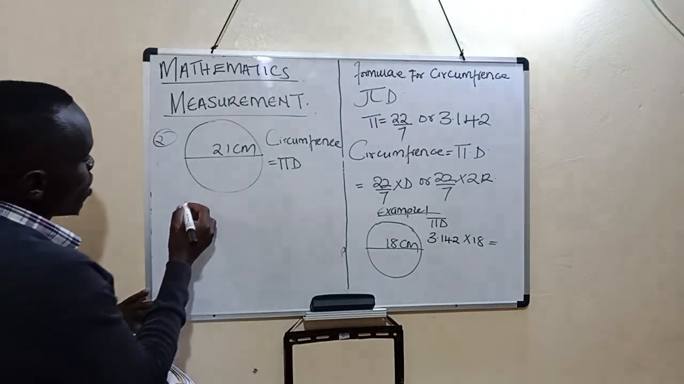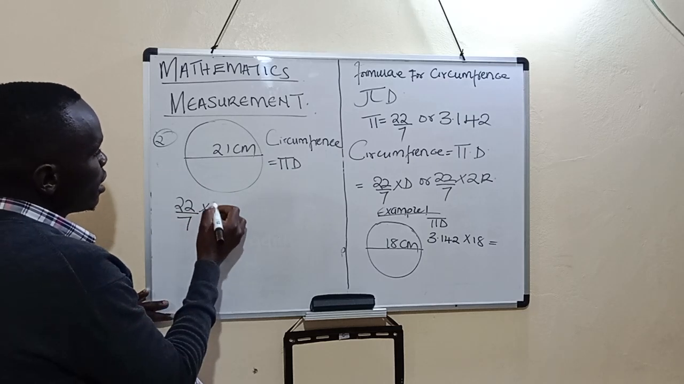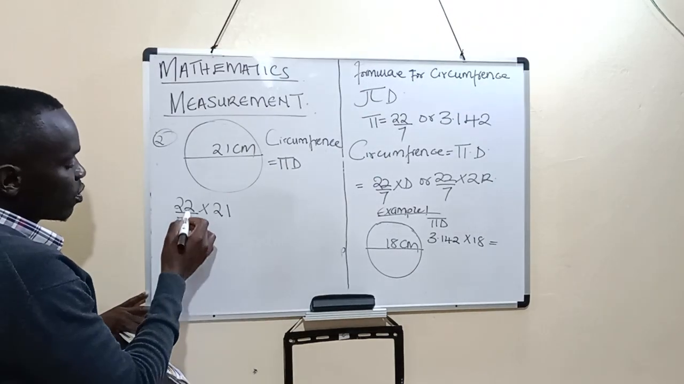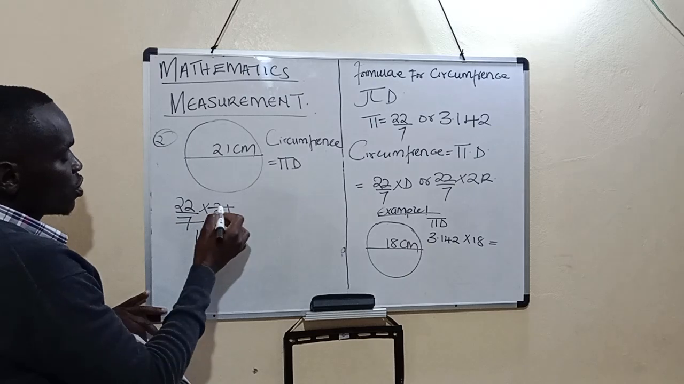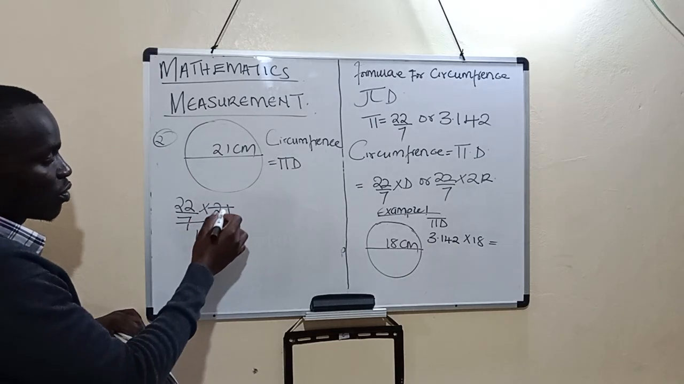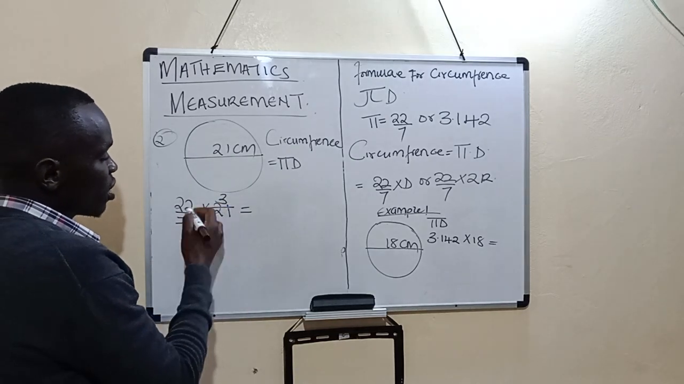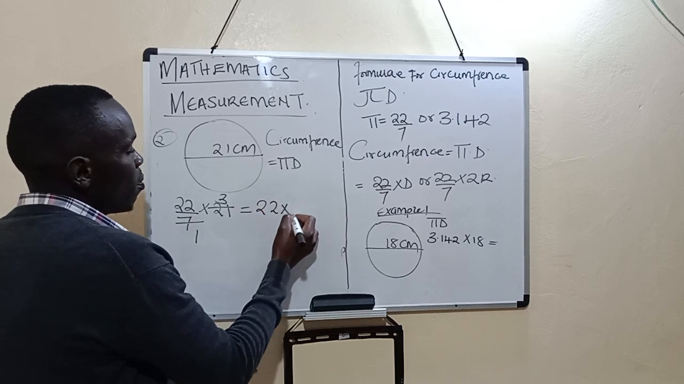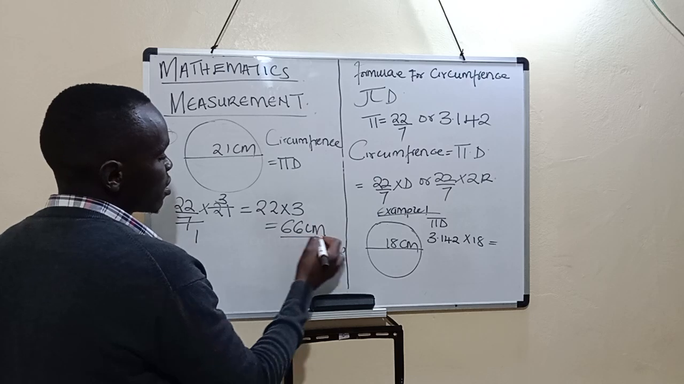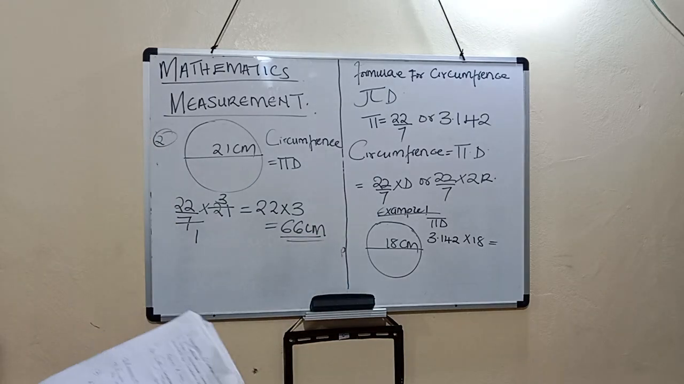So in this case, we are going to have pi d, which is 22 over 7 times 21. 21 divided by 7 is 3. So you are going to have 22 multiplied by 3, which adds up to 66 centimeters. And that is the circumference.